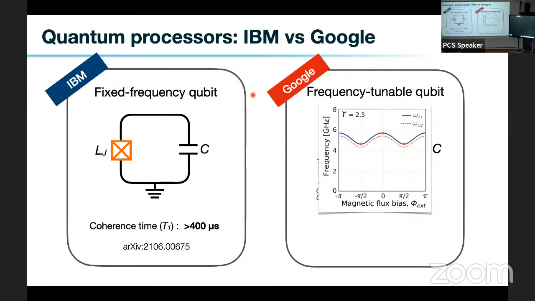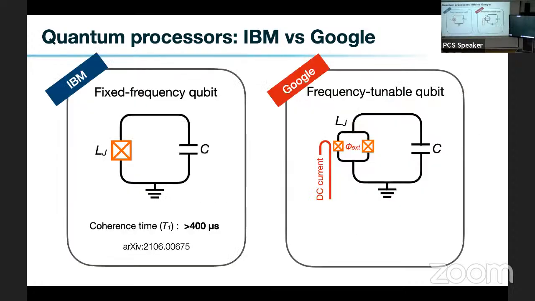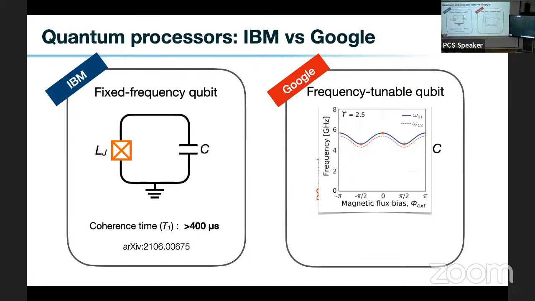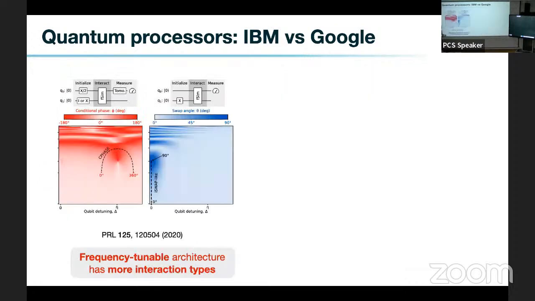But each strategy has its own advantage and demerit. The merit of the fixed frequency approach is that it is robust to external flux noise, and it has a smaller dissipation channel, so we can achieve a very high coherence time. But in the case of Google, even though the system has frequency tunability, because of the dissipation channel, and because the system energy depends on the magnetic flux, it is vulnerable to flux noise. So that's why it has a smaller coherence time compared to this approach. But as I said, the frequency tunable approach has its own merit.